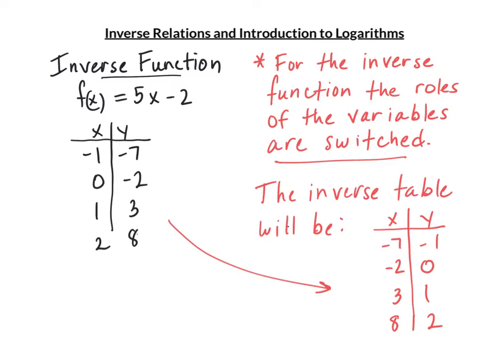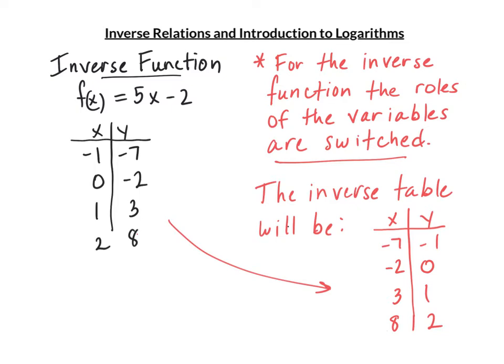If I take a function like f of x equals 5x minus 2, remember that's just y equals 5x minus 2. If I plug in negative 1 for x, I get negative 7. If I plug in 0, y is negative 2. If I plug in 1, then y is 3, and 2 becomes 8.